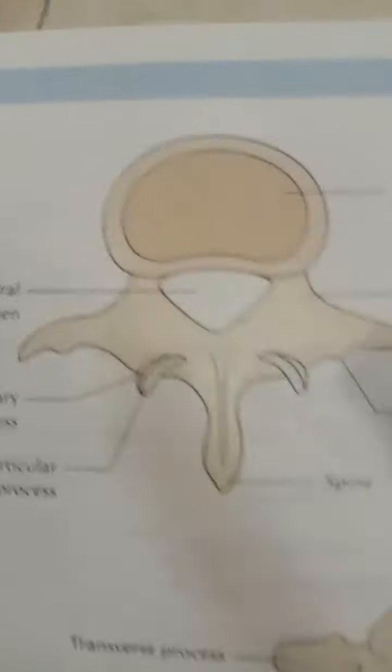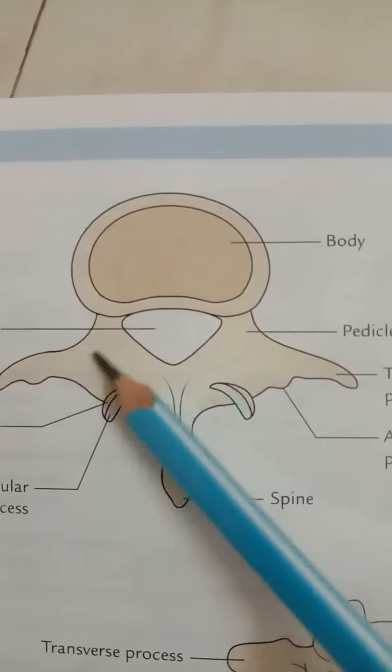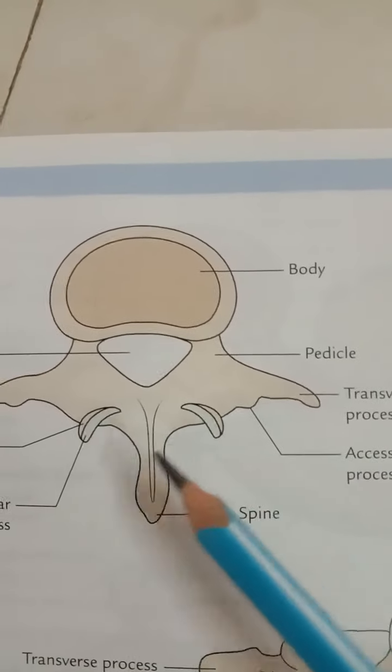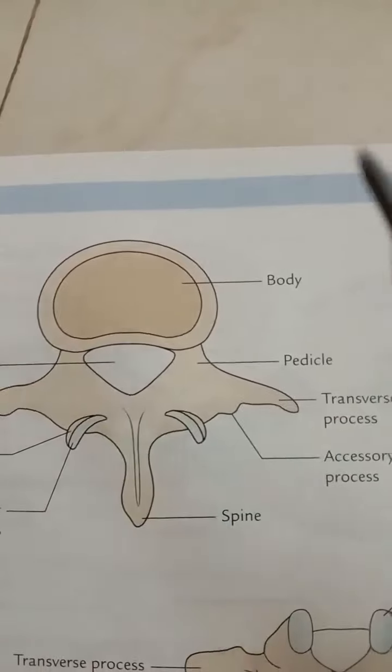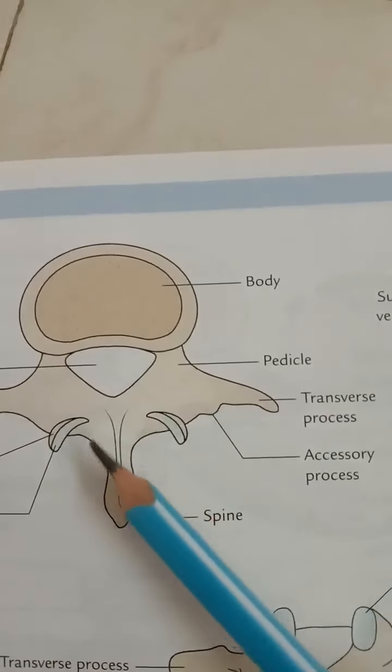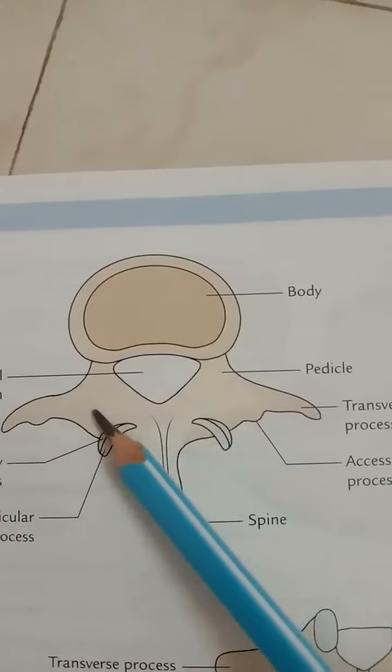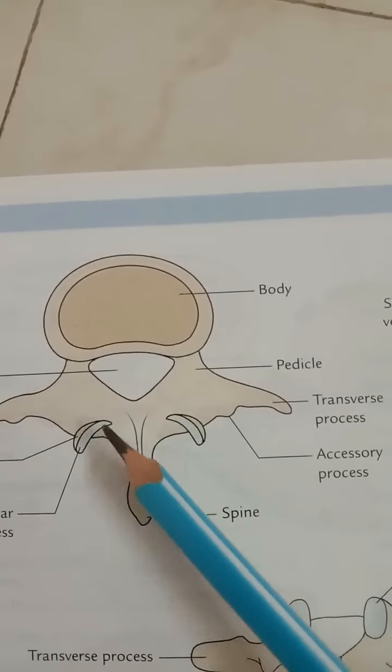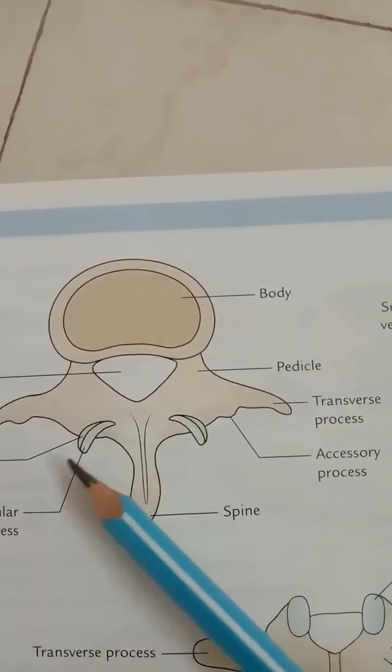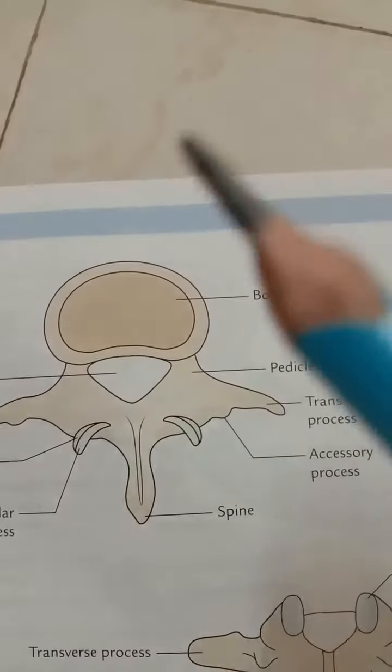Then the lamina. These are the two laminae. The laminae are short, thick and broad, and they are directed backwards and medially. Here you can see, and they help to form the complete vertebral foramen.